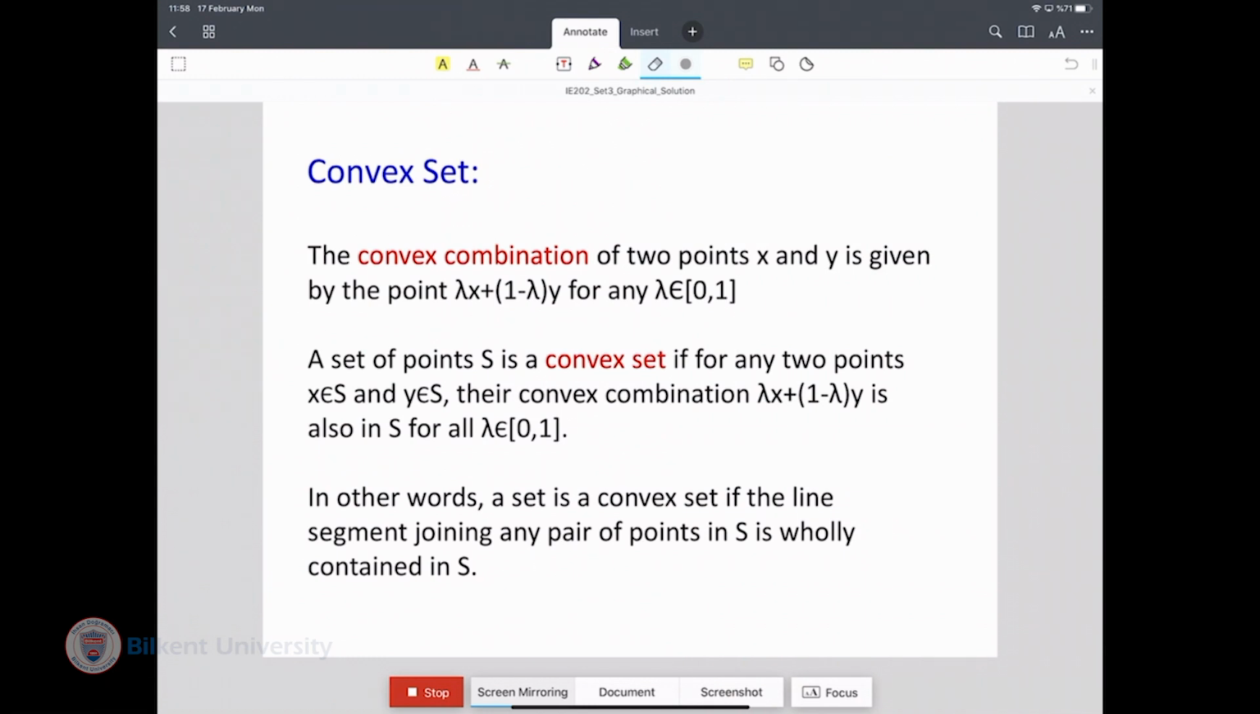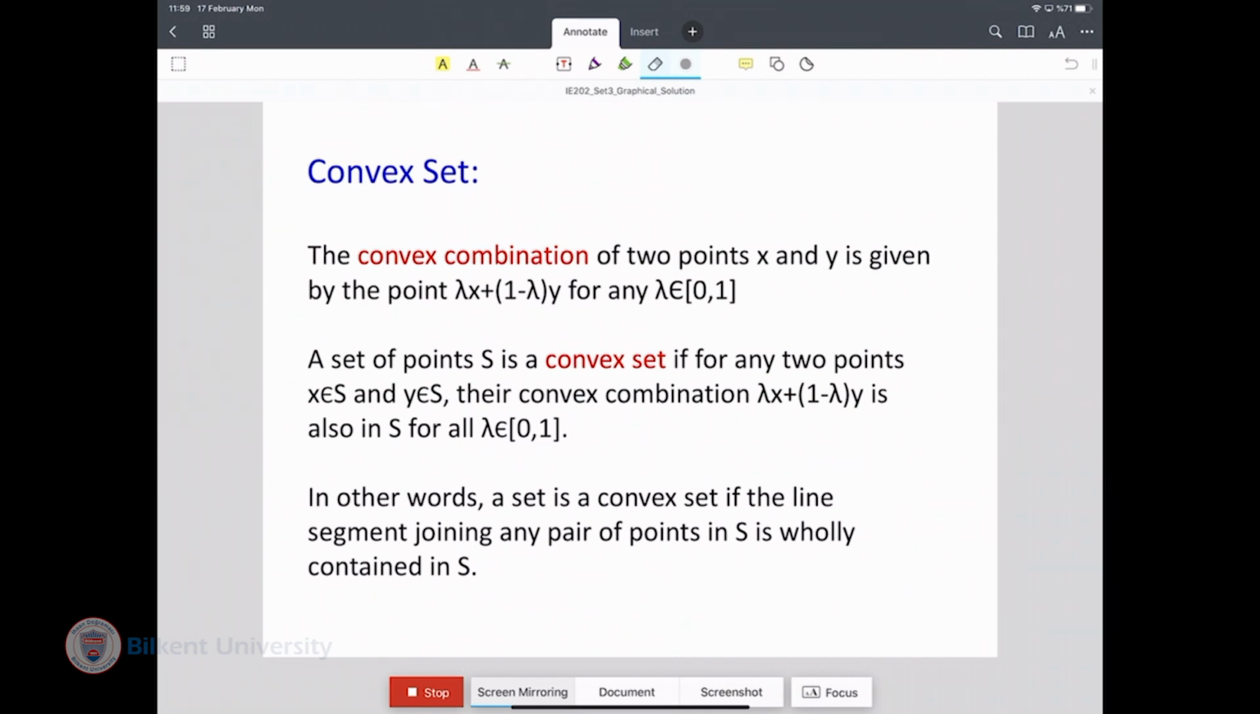All right. Yeah, may I check? Thank you. This is a definition of convex combination.